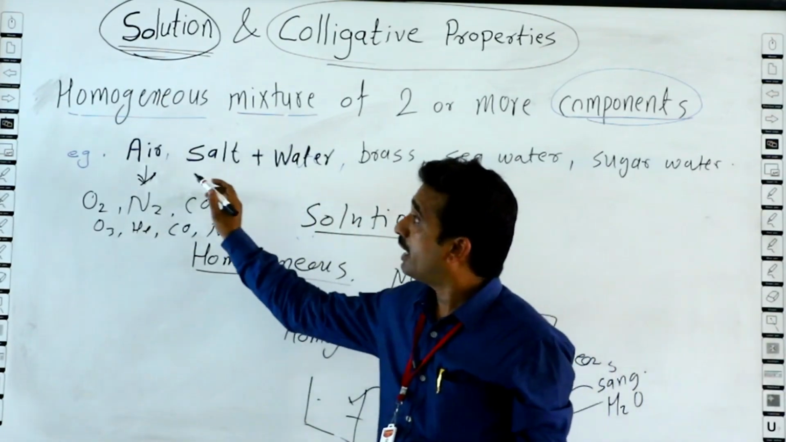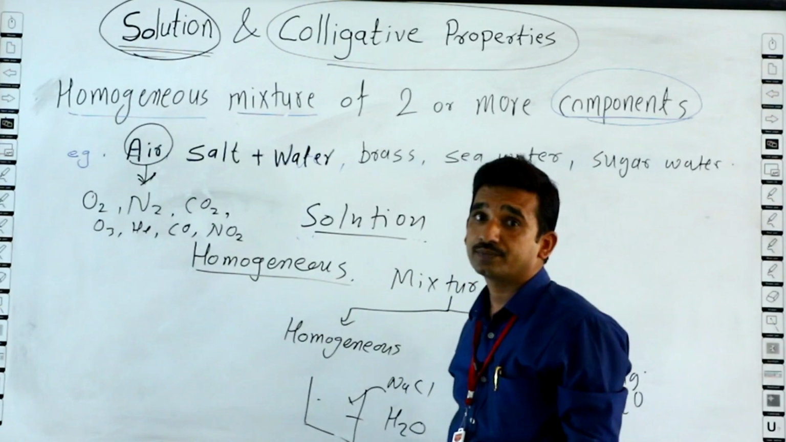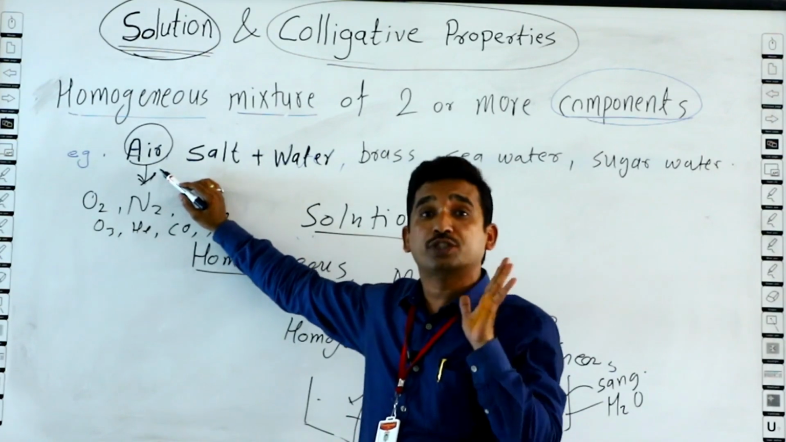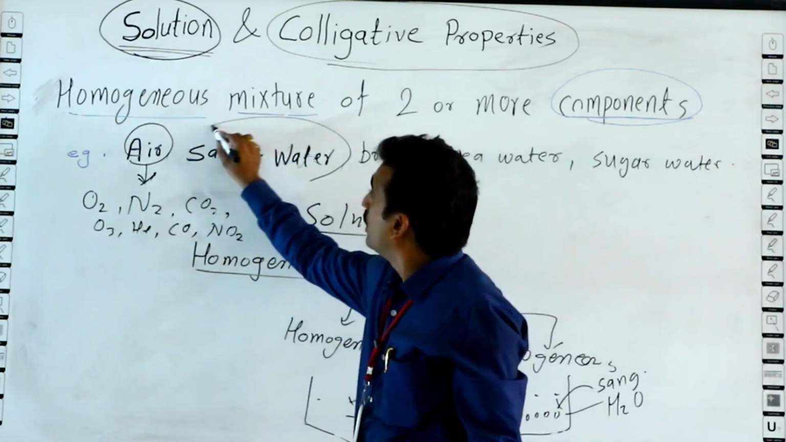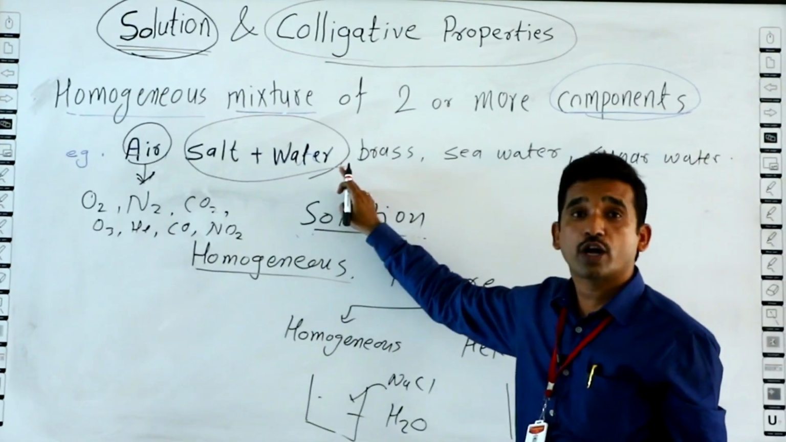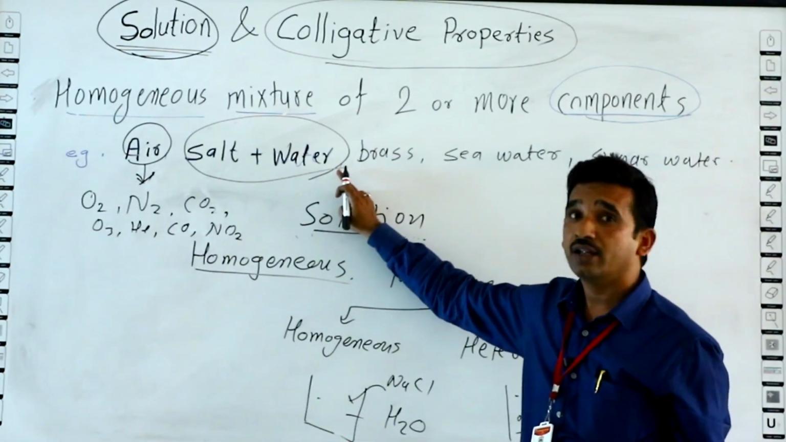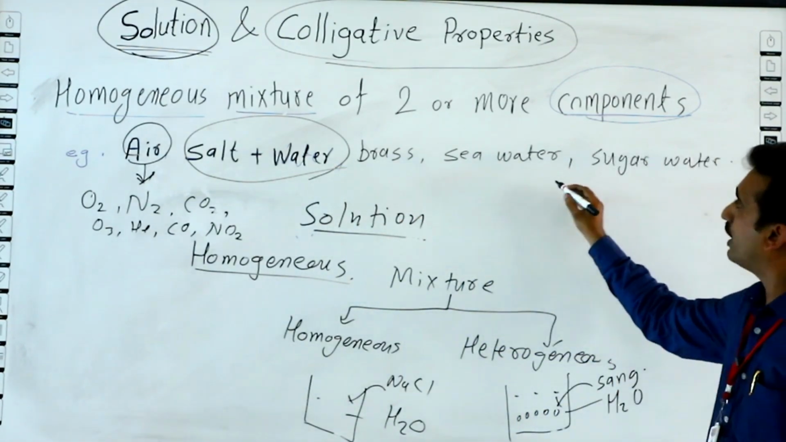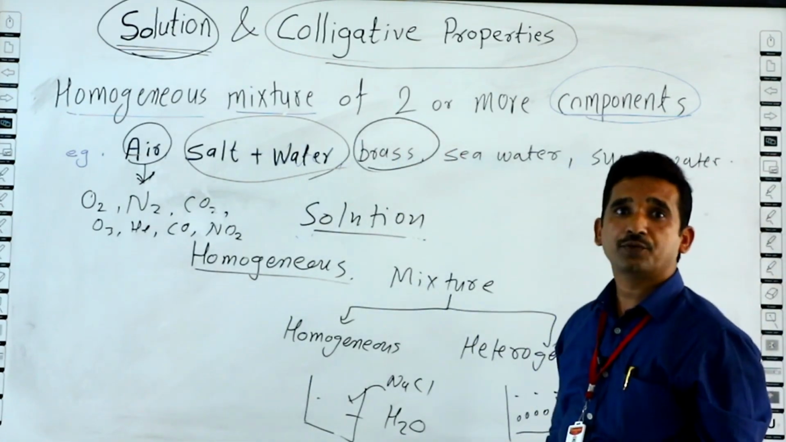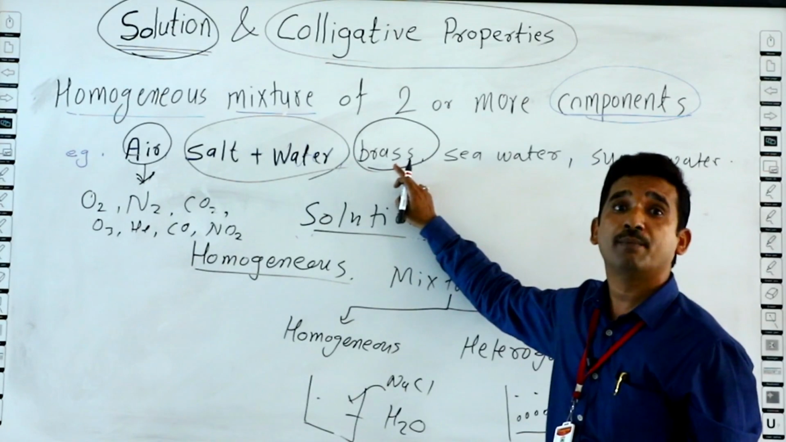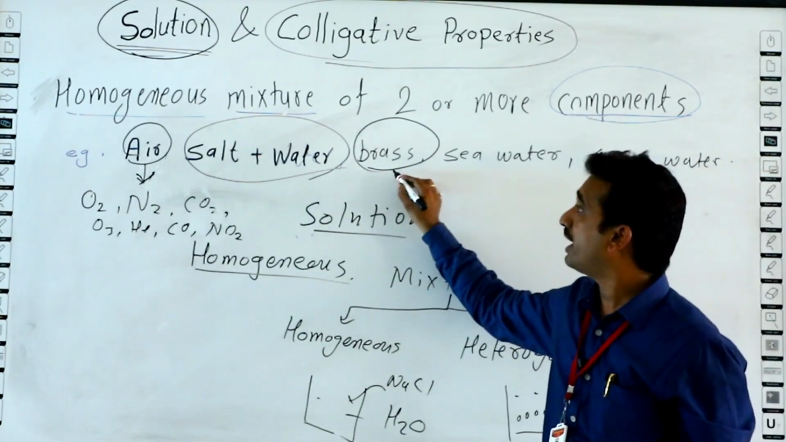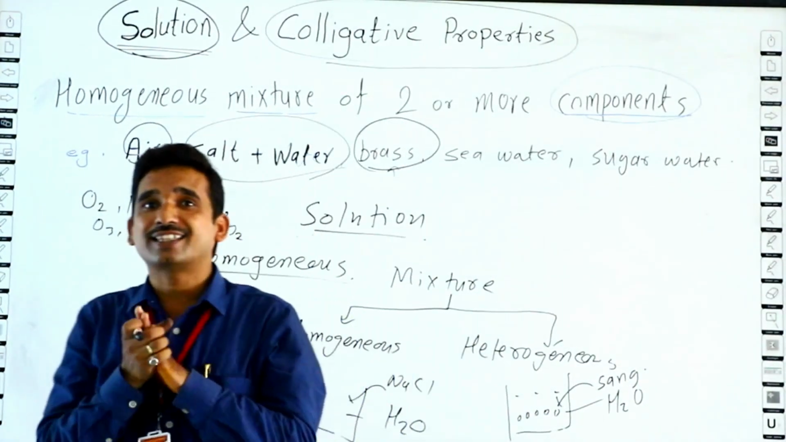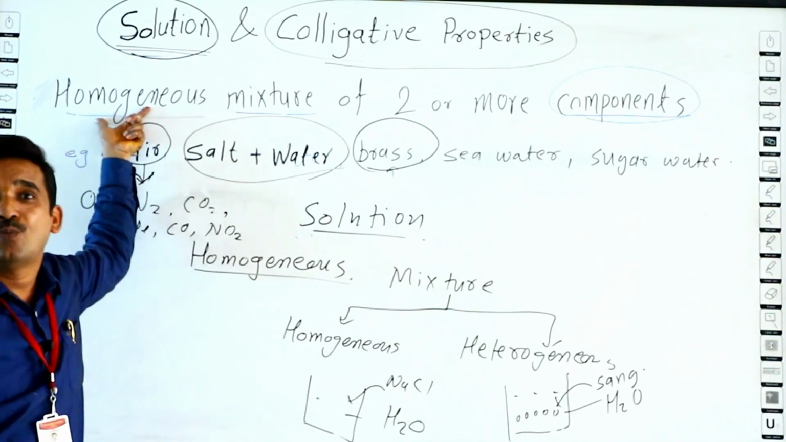For a gaseous mixture, the important word is diffusion. For salt plus water, the important word is dissolution. And for brass-like substances, in which all are metals, intermixing of the two metals must be possible. Here we are discussing the three words, the first is homogeneous.